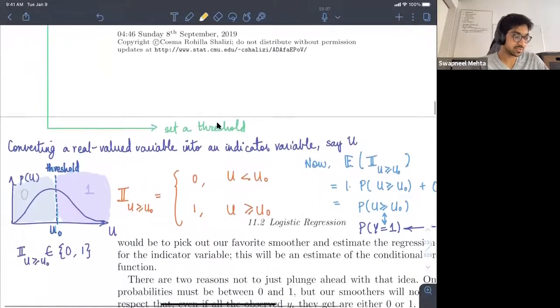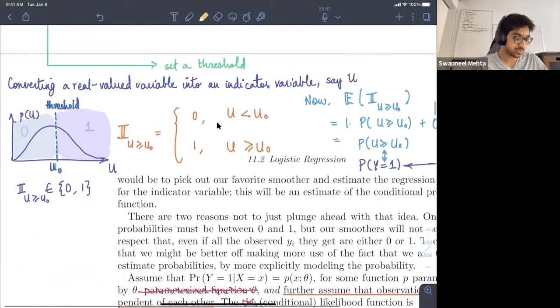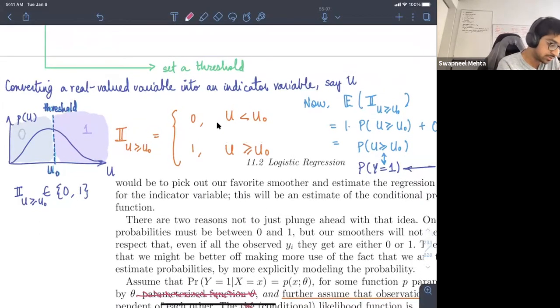if this is my graph, I use u instead of y just for generality and to not confuse you with notation. For my variable u, which takes a certain distribution of values, I want to set a threshold u naught where I say, okay, if it is below u naught, then I will just return 0. And if it is above u naught, I will return 1.